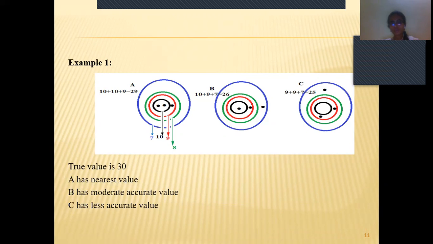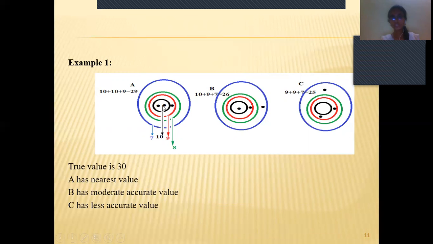So it has the moderate accurate value, and C has the less accurate value. See here, I will explain it again. Let's think three persons are there: person A, B, and C. Person A is shooting arrows at different places. If we shoot here, 10 points, here 9, 8, and 7.